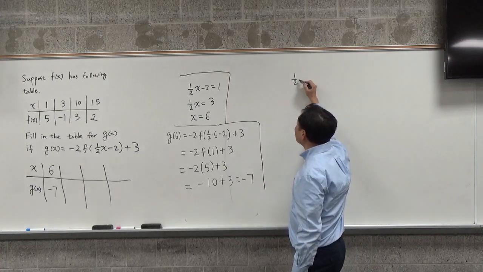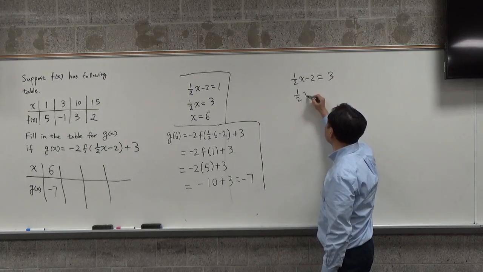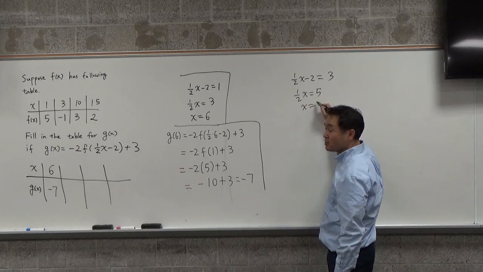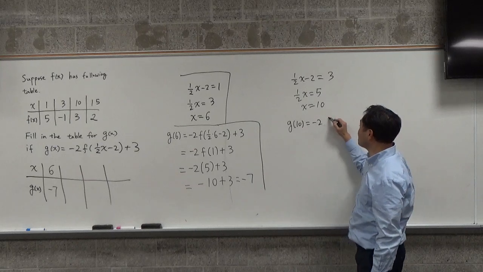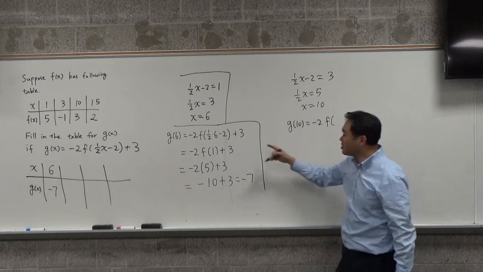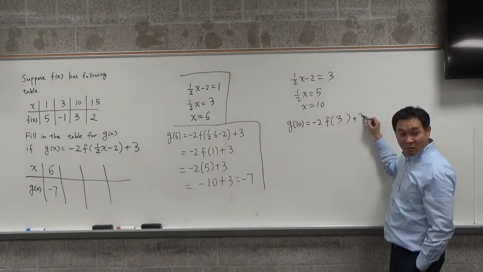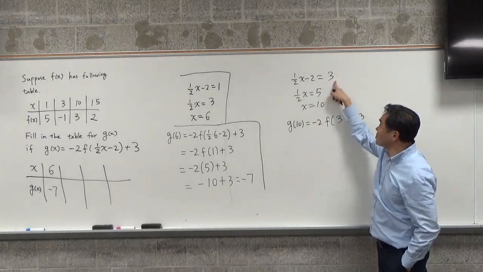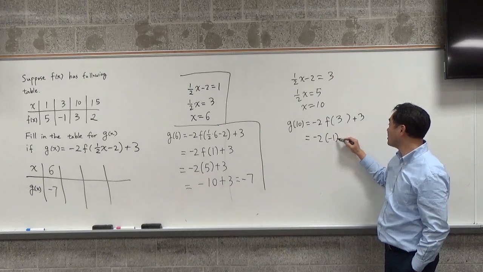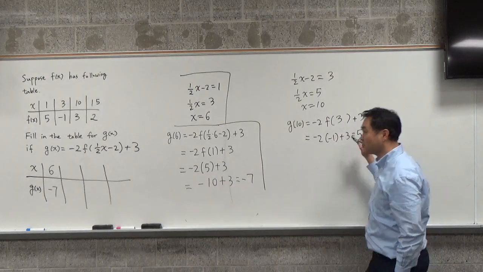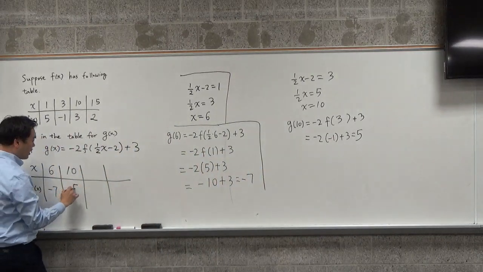All right, you have 1/2 x minus 2 equal to 3. So 1/2 x is 5, so x must be 10. If I evaluate g at 10, that's going to be negative 2 times f of 3. Well, I could plug in all that, but it's going to end up being 3, right? Is that okay? Yeah. If you plug in 10, you're going to get 3 for the inside. Okay, what's f of 3? Negative 1. So what's that? 2 plus 5, 5. So 10 will give you 5.